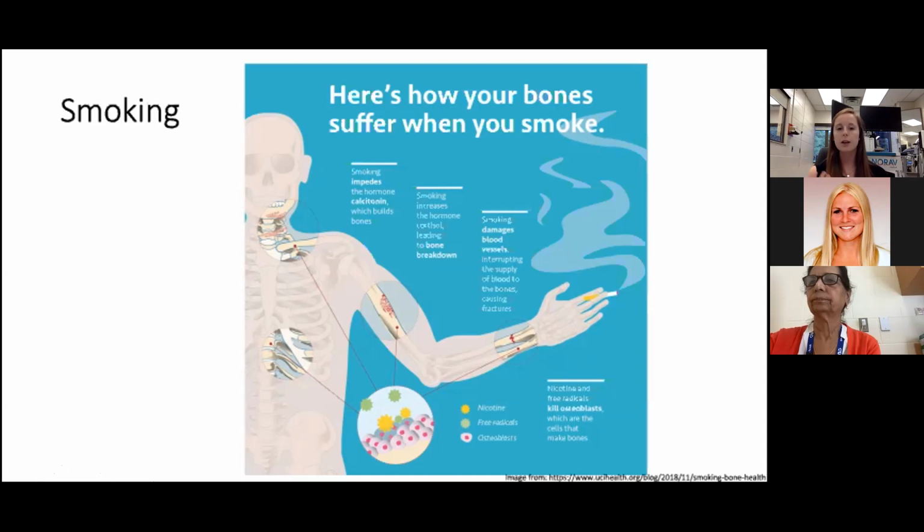And so it's really important to try to cut back smoking or to stop smoking or to never start if that's possible. Additionally, if you are healing from a fracture, it's important to not smoke because that can be really, really detrimental in terms of bone healing.